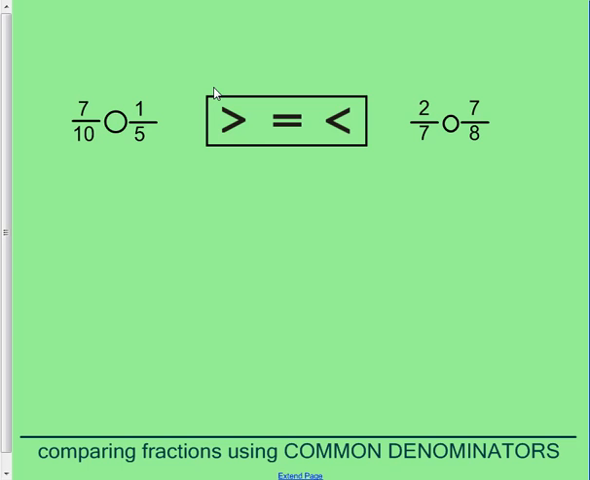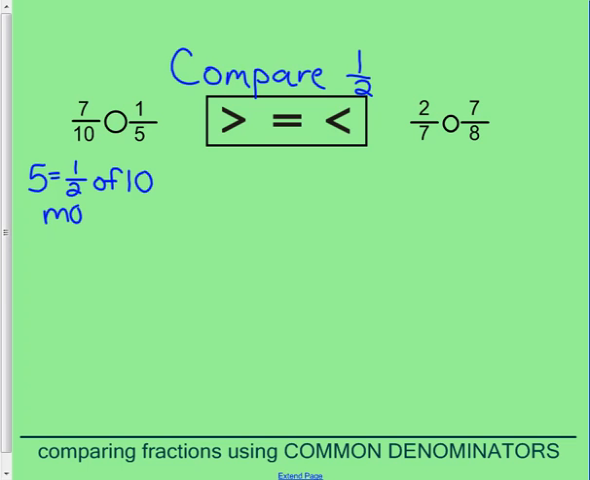What I can do is look at my numbers. I have 7/10 and I have 1/5. I can compare them to 1/2. So the first thing I'm going to do is think about comparing them to 1/2. If I look at 7 out of 10, well, I know that 5 equals half of 10. So if I have 7 out of 10, I have more than half.